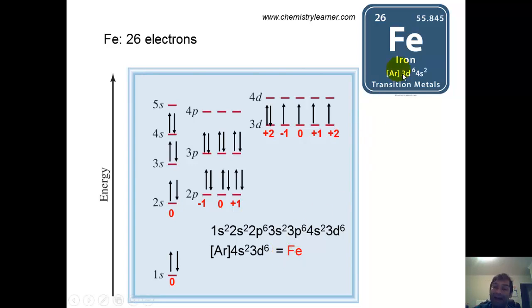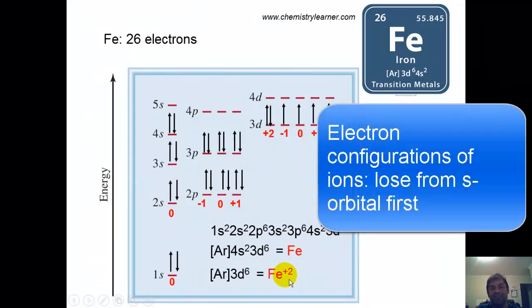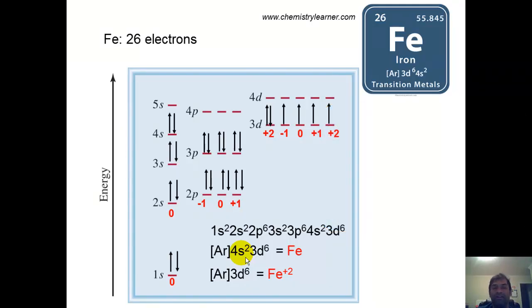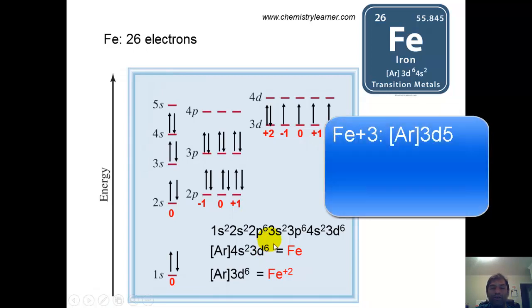So remember, iron likes to be +2 as a charge. Don't forget, +2 means it has given away 2 electrons. When we take away 2 electrons, we take them from the s orbital. That's a rule in transition metals such as iron, those in the d block. When you give away electrons, they go first from the s orbital. So for iron +2, the 2 electrons come from the s orbital. For iron +3, the 2 electrons come from the s orbital, and the third electron comes from the d orbital. So that's argon 3d5.